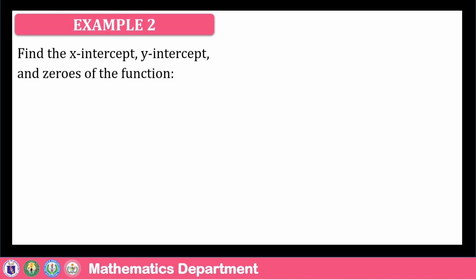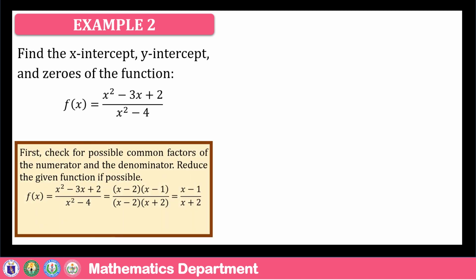So for our example number 2, let's find the x-intercept, y-intercept, and zeros of the function f of x is equal to (x squared minus 3x plus 2) over (x squared minus 4). So, ang una muna natin gagawin ay i-check muna natin kung meron tayong mga possible common factors sa ating numerator and denominator. And then kung meron man, we have to reduce the given function if possible.